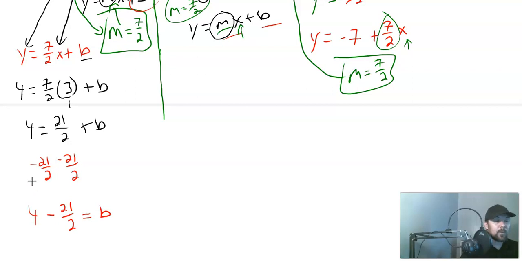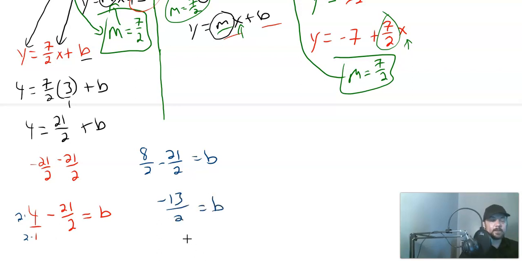So b is equal to 4 minus 21 over 2. Again, whole number, fraction. So think of the whole number as a fraction also. This time we need a common denominator to subtract these. And so I'm going to get a common denominator, same as last time. We're going to make this a 2. And so we're going to get 8 over 2 minus 21 over 2 equals b. Now we can subtract these. 8 minus 21 is negative 13. And the common denominator stays the same. It's 2. So the y-intercept was actually negative 13 over 2.